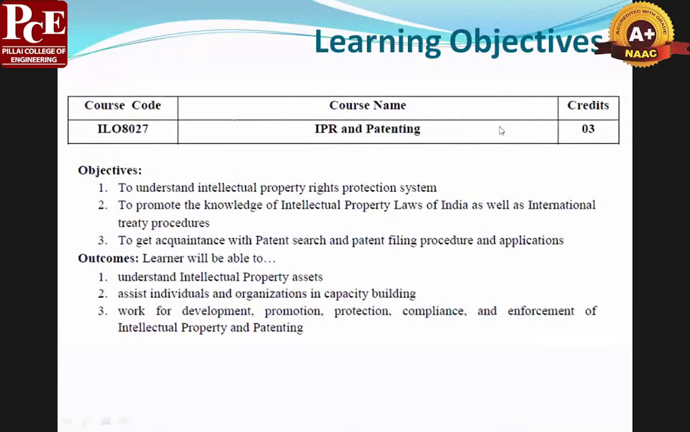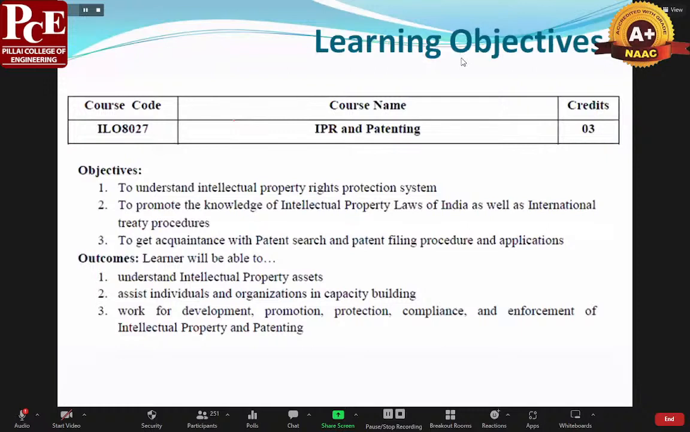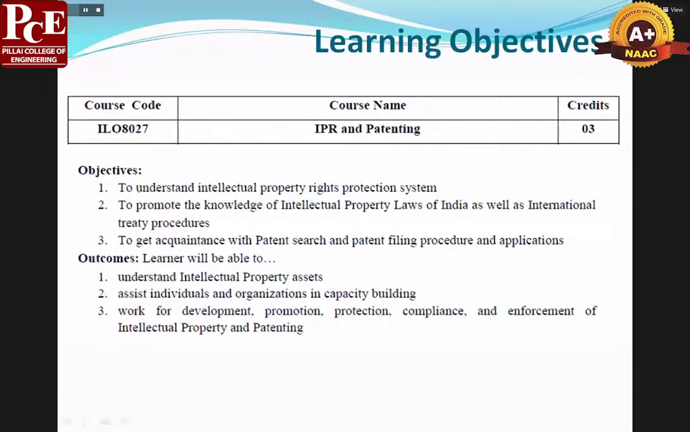So this is the background of why we need to study IPR and patenting and how this knowledge of IPR and patenting is useful for us. The objective is given in the subject. First of all, to understand intellectual property and promote the knowledge. Then to get acquainted with patent search, patent filing procedure and application.